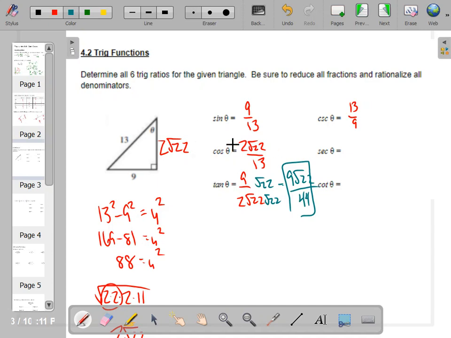Now we've got to flip cosine to get secant. So if you flip that, you get 13 over 2 radical 22. And we've got to play the same game here. So rationalize, and you get 13 radical 22 over 44.